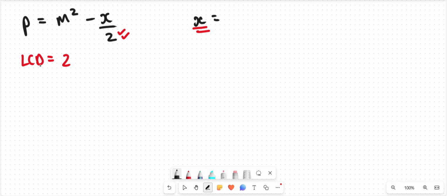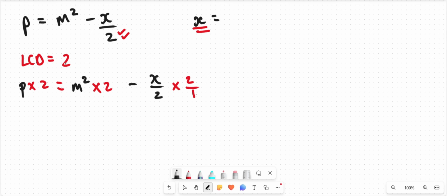And once I have that denominator, I need to multiply everything by that denominator. So my p will be times by the LCD. The m squared will be times by the LCD. The x over 2 will be times by the LCD.